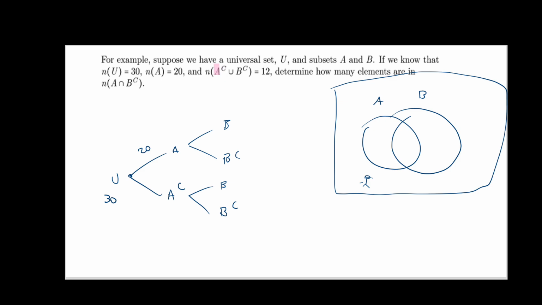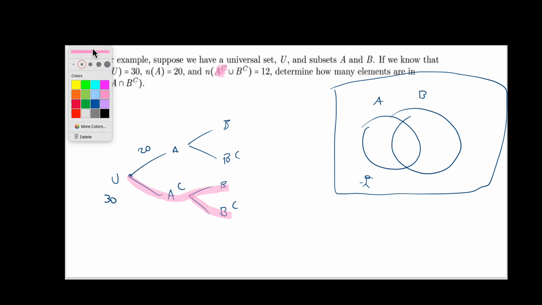So let's highlight the path of A complement. A set is the collection of paths that passes through it. So this is the A complement collection of paths that passes through it. Right? I have two paths passing through A complement.